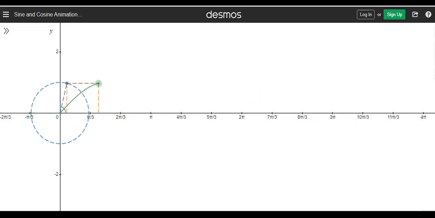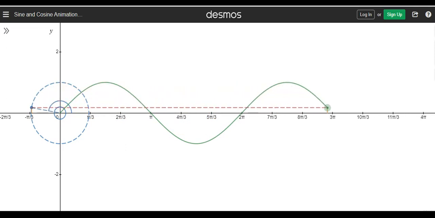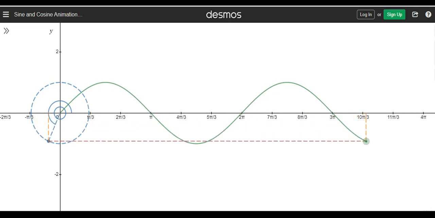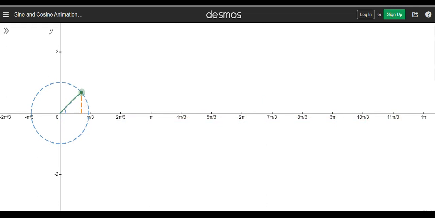Today, we're going to talk about how to graph a sine function, and we're going to focus on the amplitude and the period. We will not be talking about any vertical shift or horizontal shift in our graph at this time.